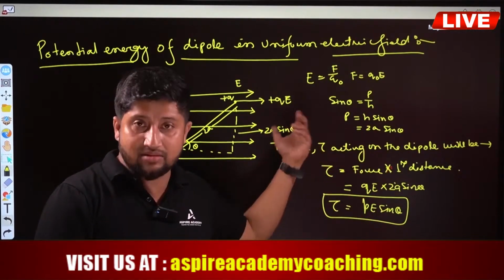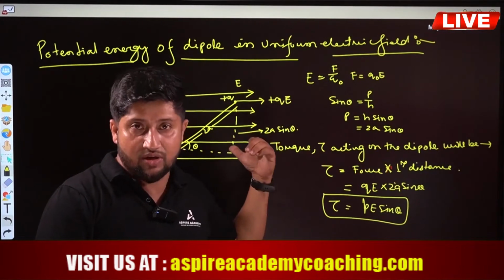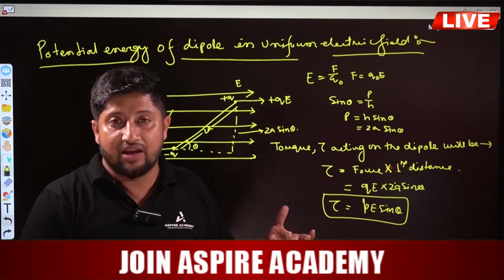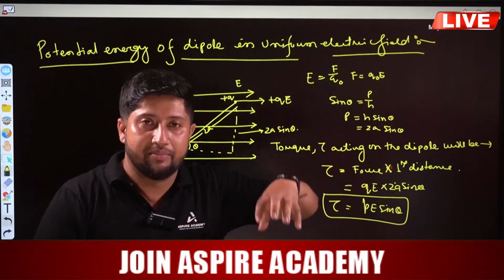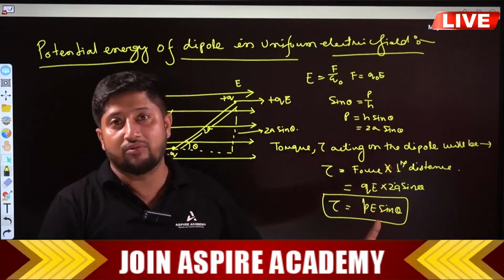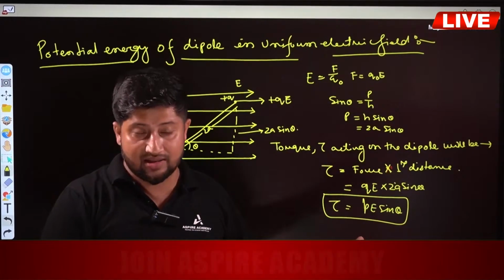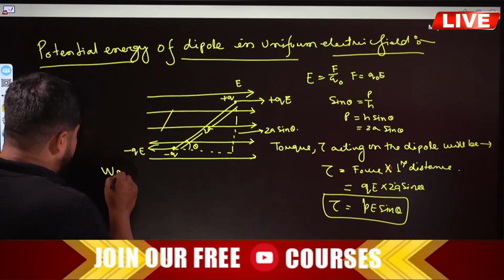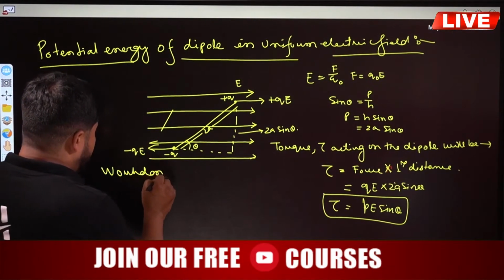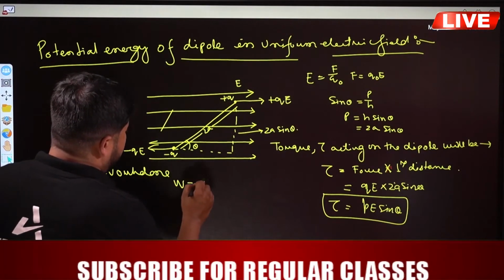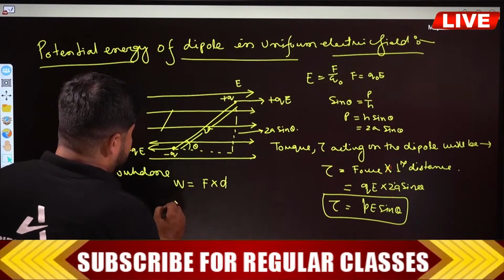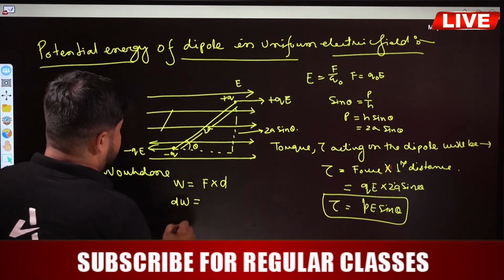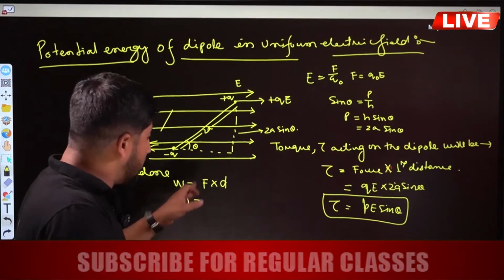In our last discussion, we discussed what potential energy is. If work is done from infinity to that point, this work done is stored as potential energy. Now we can calculate the work done. We know work done is equal to force into displacement. So what is dW, the work done, in this case?